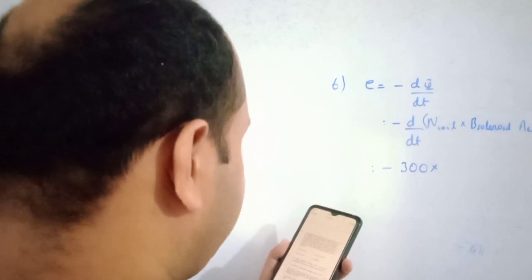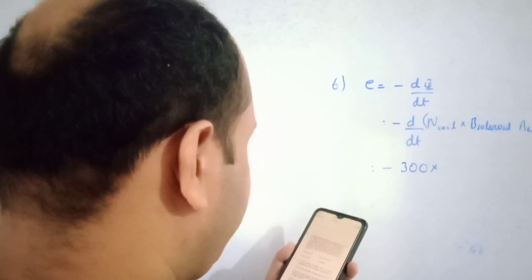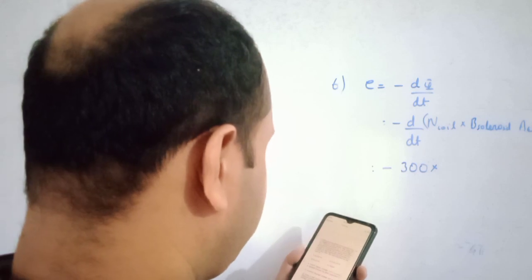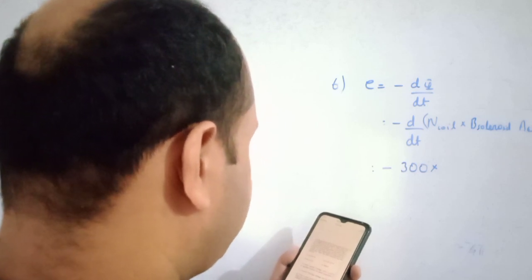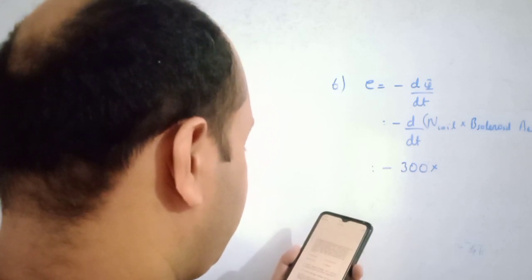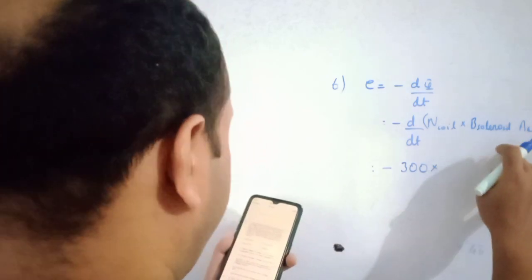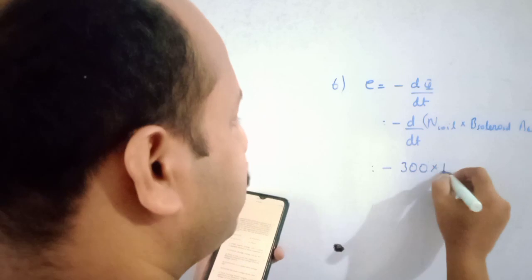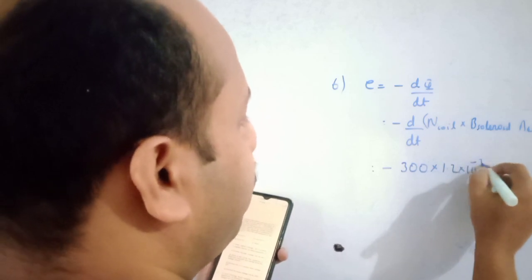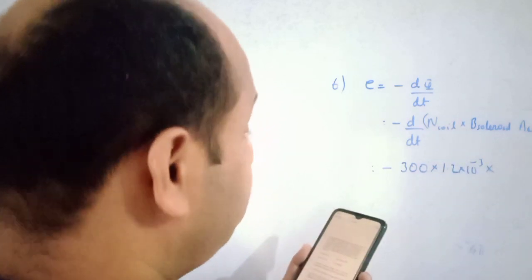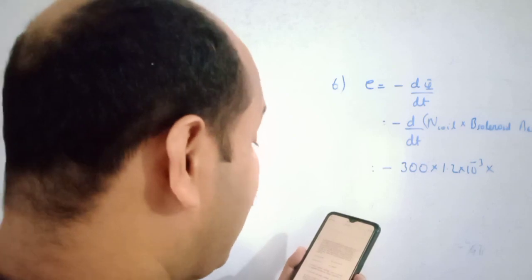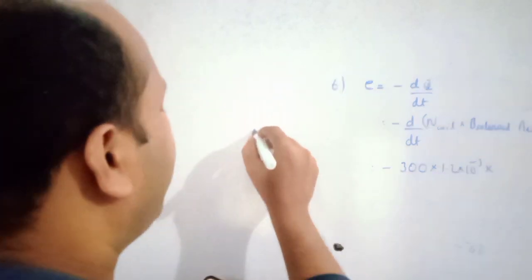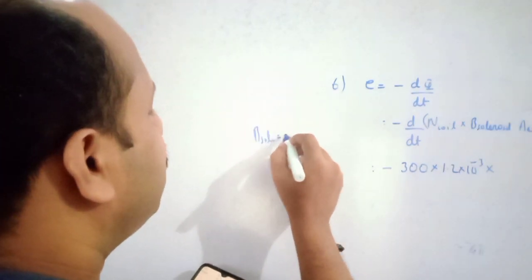The area of its cross section is something around its center section. Area of cross section, I think the same thing will be there, right? 1.2 into 10 raised to minus 3, in meter square, right?